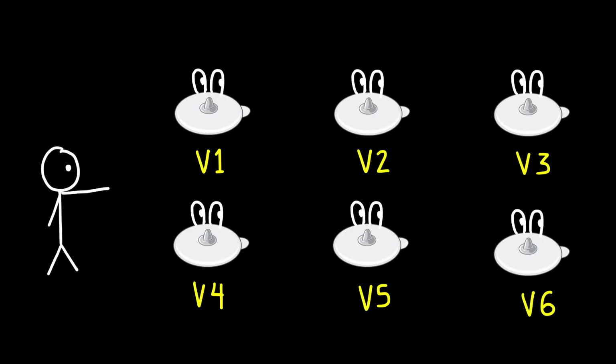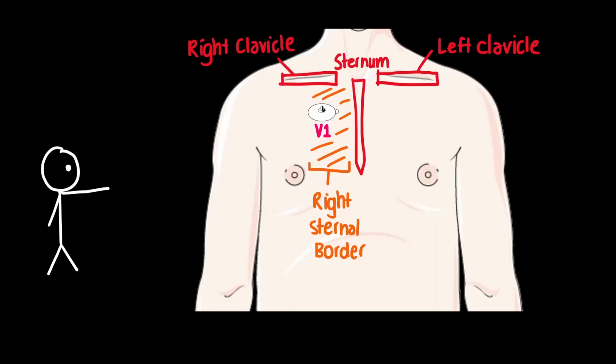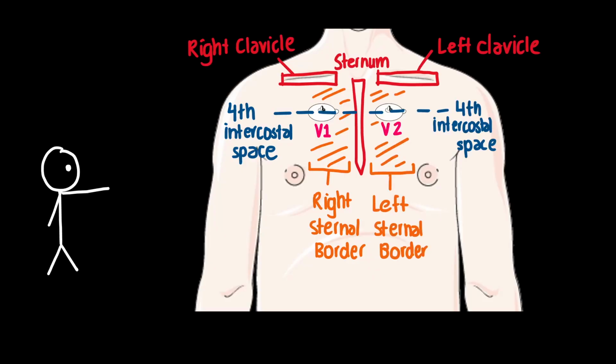The chest leads are named V1 through V6, and their placement is deliberate. V1 sits at the right sternal border, the right side of the chest, in the 4th intercostal space, closest to the right ventricle. V2 mirrors it, but in the left sternal border and the same intercostal space.